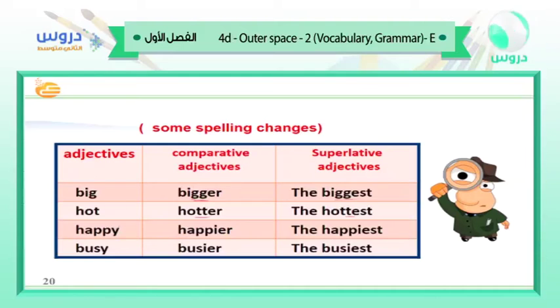Happy, we raise the Y and we add I-E-R, I-E-S. Okay, for comparative, happy, happier, the happiest. For busy, we delete the Y and we add IER for comparative adjective and IES for superlative adjectives. Okay, everybody?